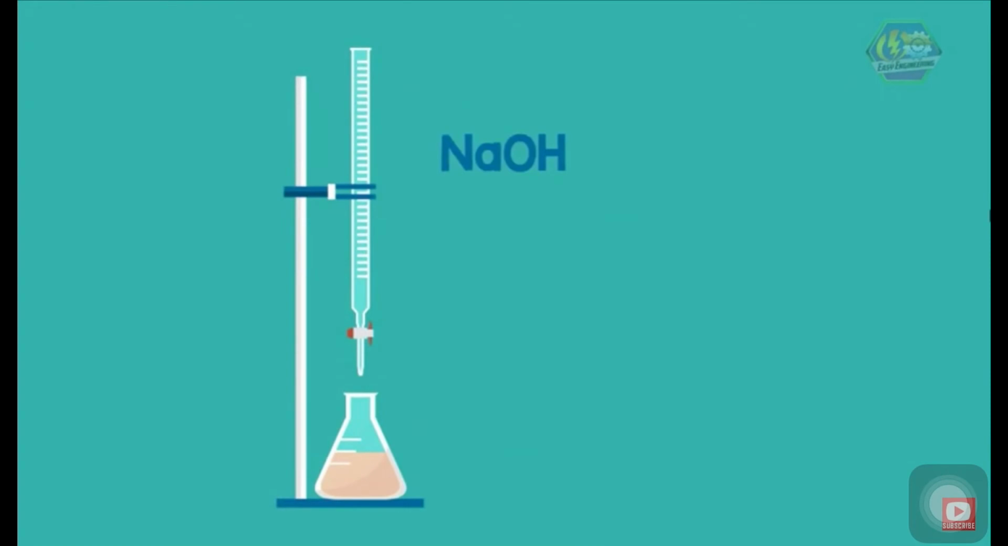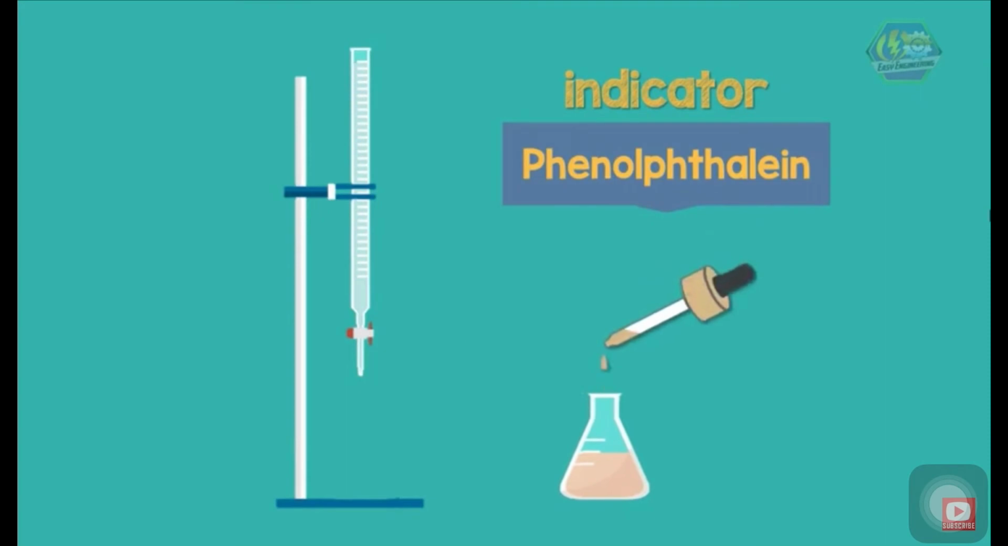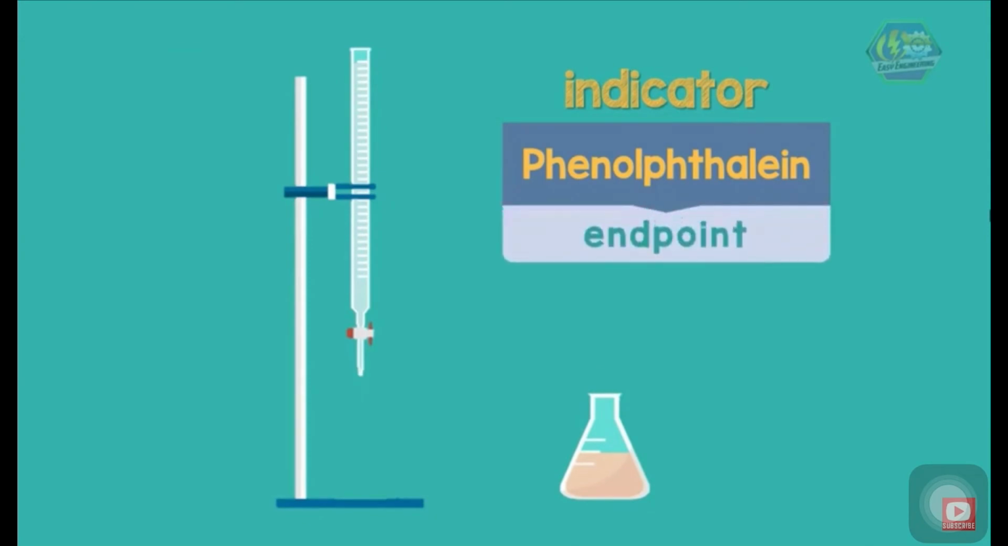Suppose you have a known concentration of sodium hydroxide and you want to determine the unknown concentration of HCl. You put the HCl solution of volume 50 ml in an Erlenmeyer flask and you fill the burette with sodium hydroxide solution up to the 0 mark. You need an indicator called phenolphthalein, and you put 3 drops into the Erlenmeyer flask. The purpose of this indicator is for us to know the endpoint. Now, you start your titration.